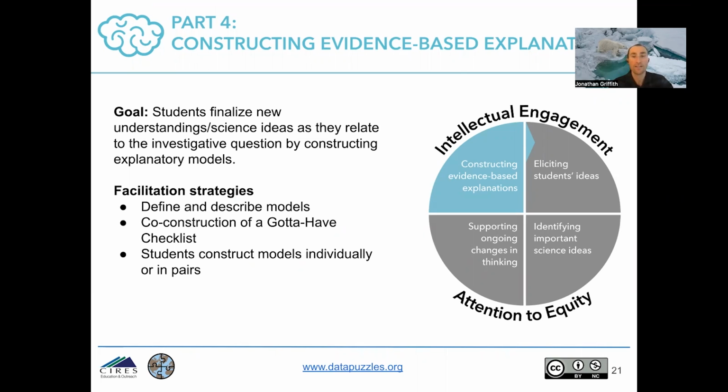As part of this practice, we need to define and describe models with students, and we'll look at an example of an explanatory model together as a class. Ask students to co-construct a gotta have checklist. So this is a list of ideas, concepts, and evidence that everyone agrees needs to be in an explanatory model for the investigative question. And then students will construct these explanatory models, either individually or in pairs.